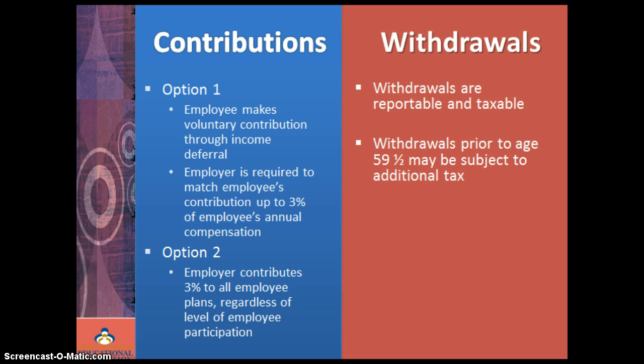Contributions and withdrawals. Employees may elect to participate or not participate. SIMPLE IRAs currently allow up to $11,500 of an employee's annual income to be contributed. The employer is required to match each participating employee's contribution up to 3% of annual compensation. Withdrawals from SIMPLE IRAs are reportable and taxable. You can withdraw assets without additional tax once you have reached age 59 and a half.